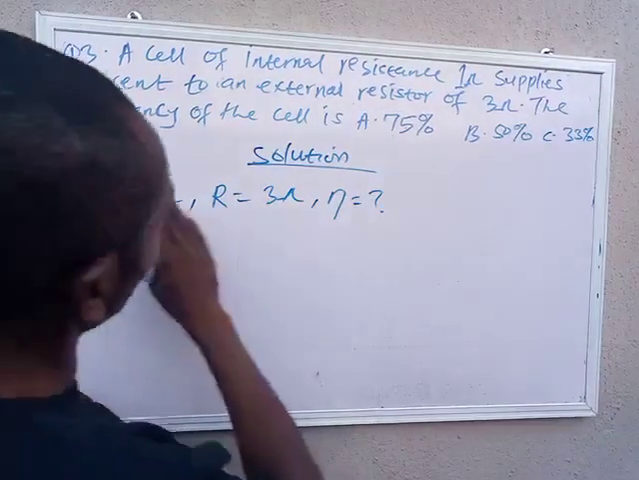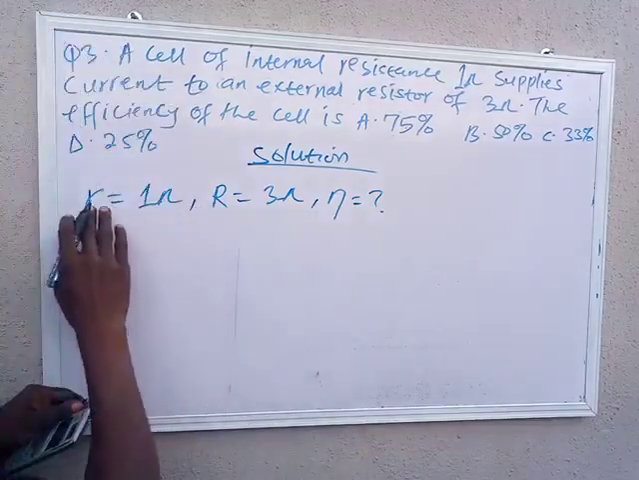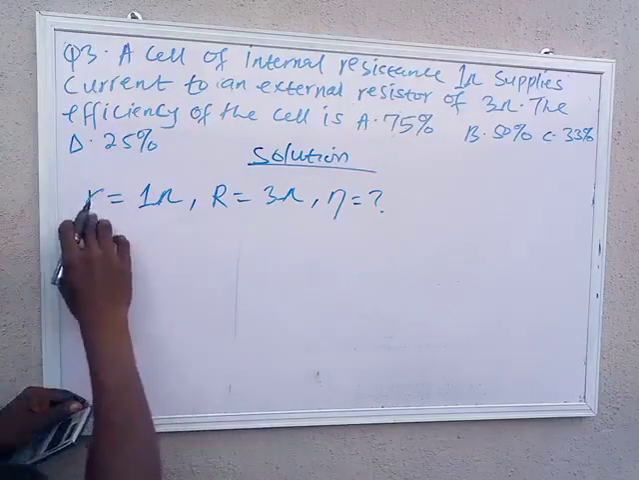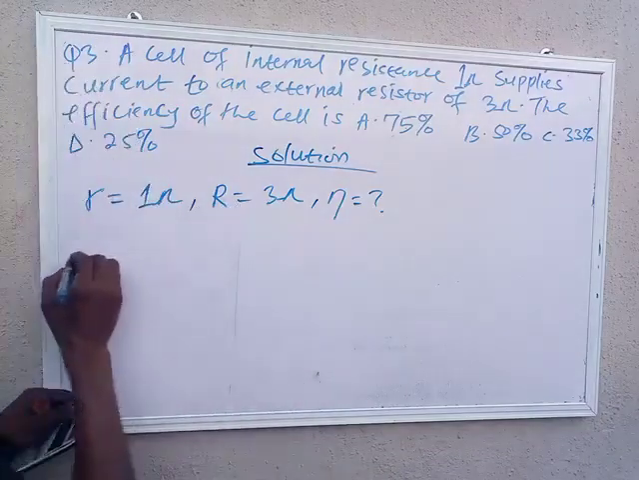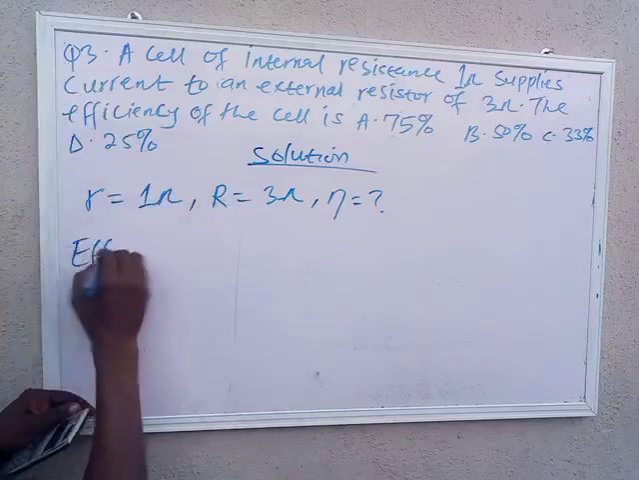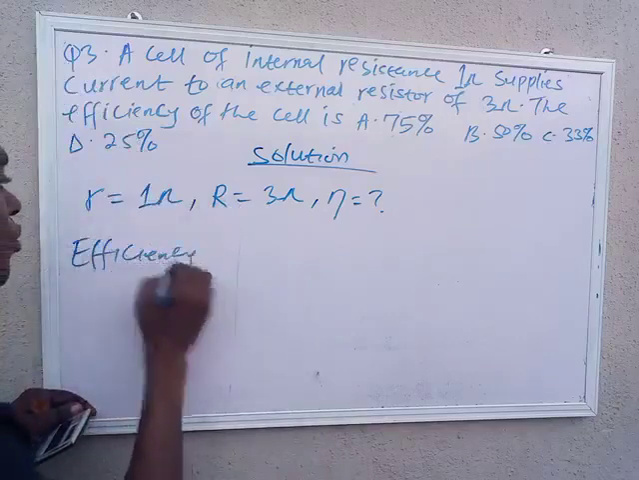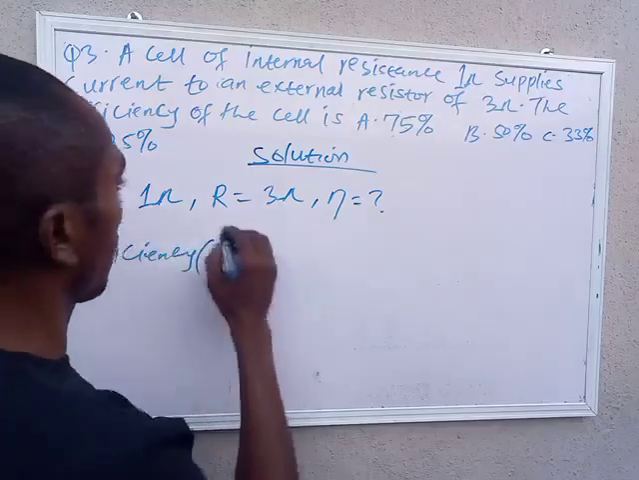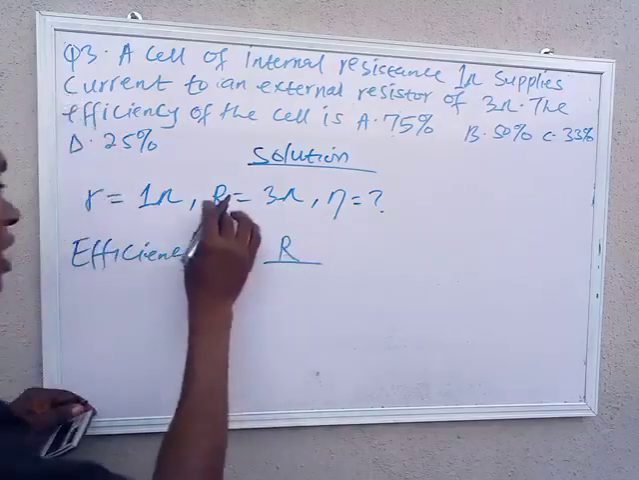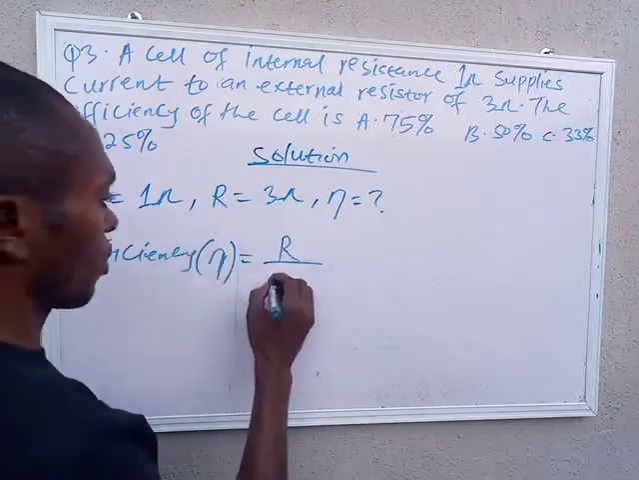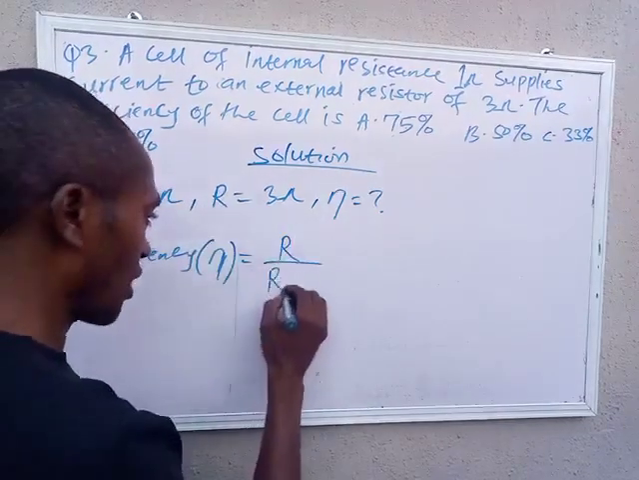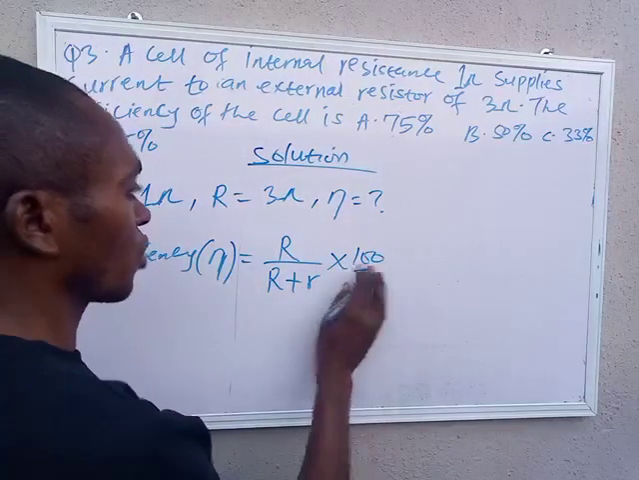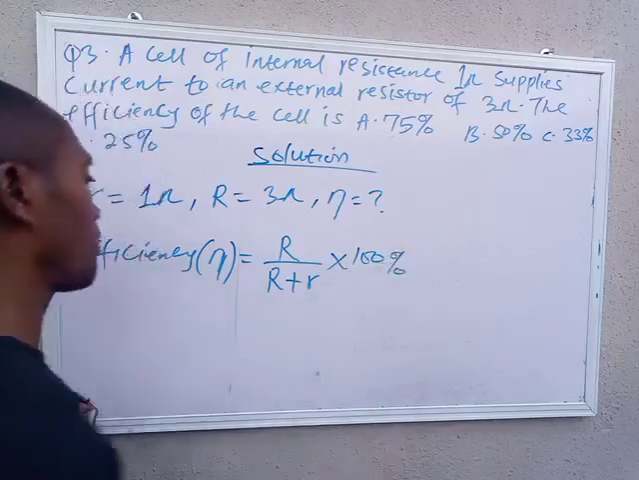Now the relationship between internal resistance and external resistance is given as this: efficiency is equal to the external resistor over the external resistor plus the internal one, times 100 over 1, or 100%.